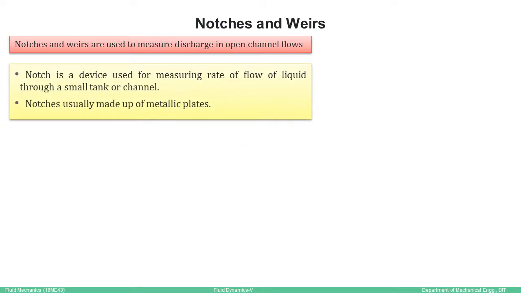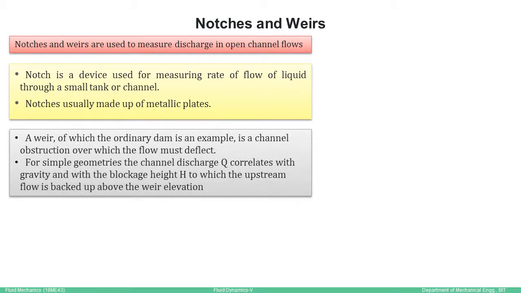A notch is a device for measuring open channel flow from a small tank or a channel, and usually these notches are made of metallic plates. A weir is basically made of masonry work or an ordinary dam, and it is the obstruction over which the flow must deflect. For simple geometries, like triangular or rectangular channels, the discharge Q relates to gravity g and the blockade height H, to which the upstream flow is backed up over the weir elevation.